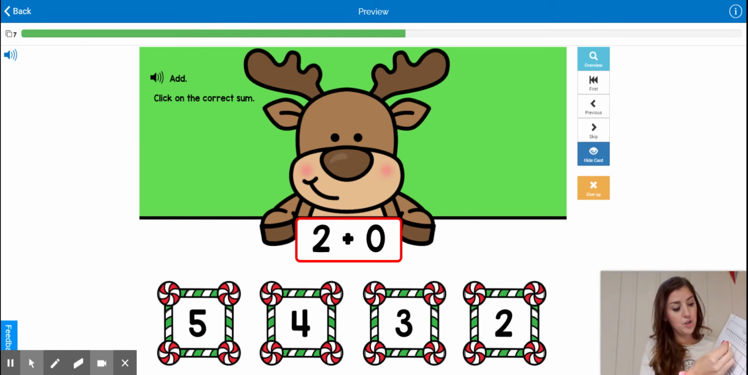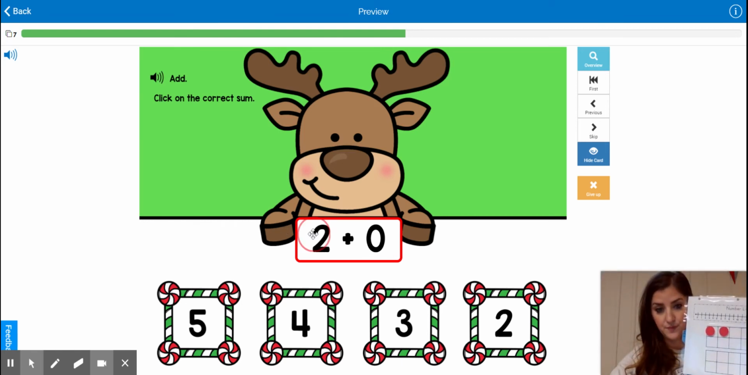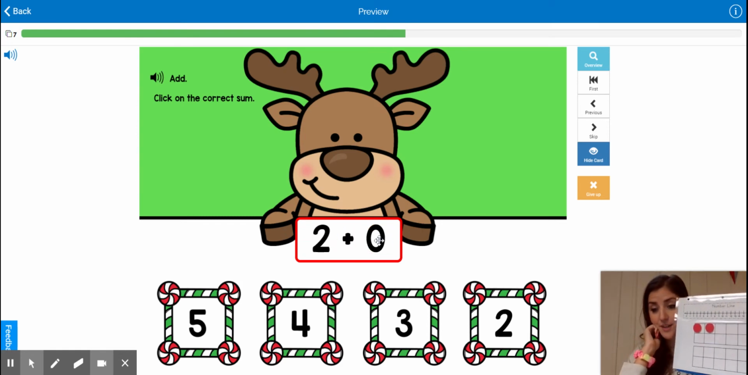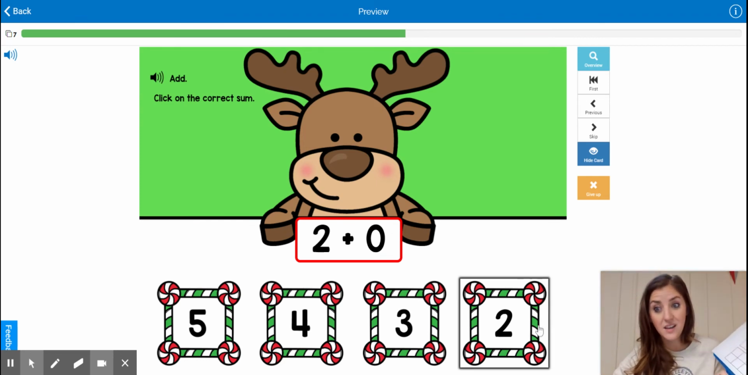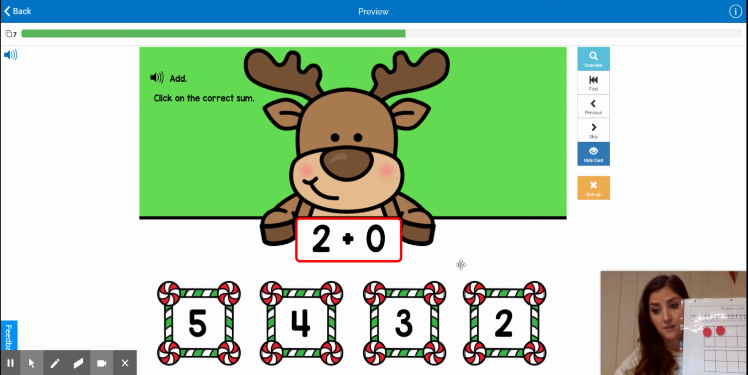I have 2. I'm going to add 0. How many do I have? 1, 2. I just have 2 because 0 means adding nothing. 0 means 0. You don't have anything. So I had 2 and I added nothing more. I still just have 2.